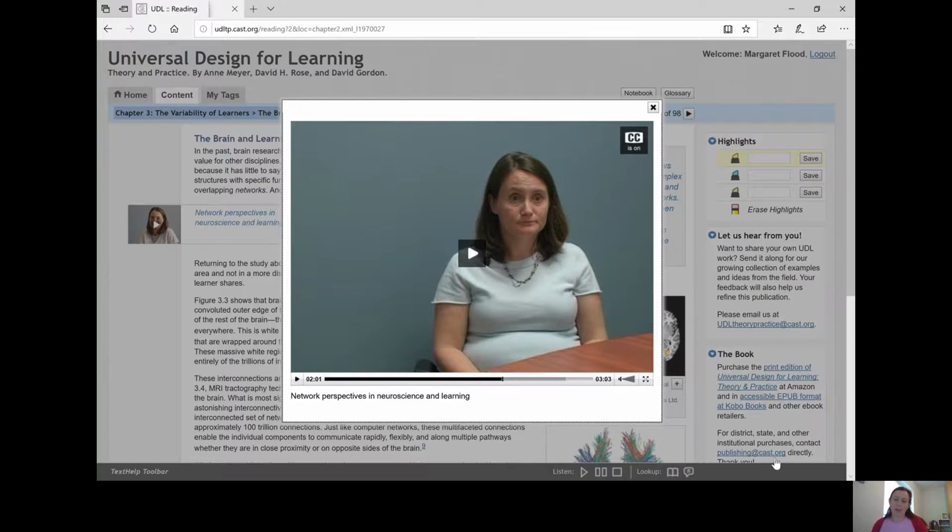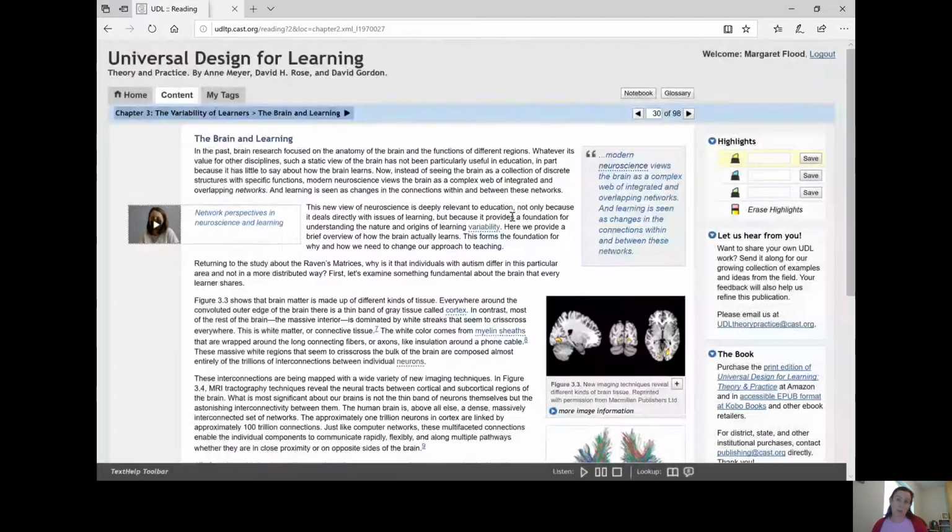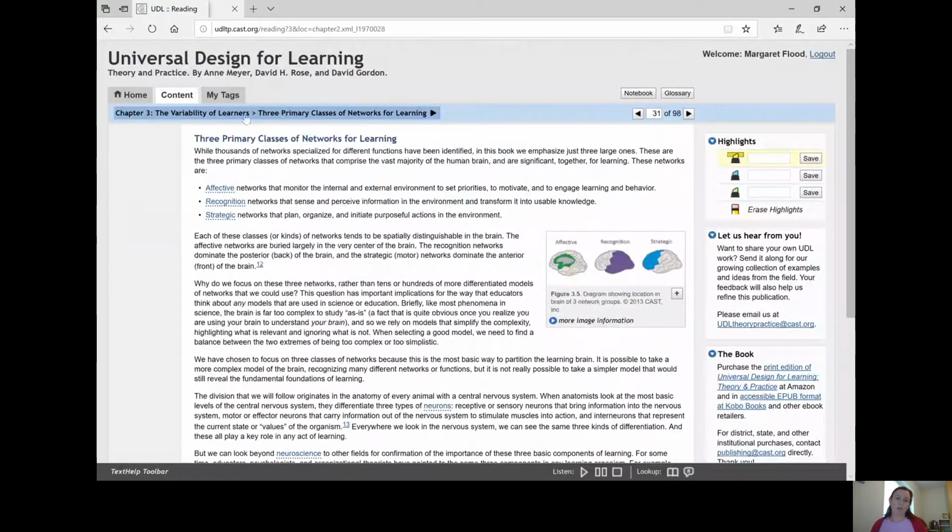So that's just a short introduction into the neuroscience and the three networks that we will be looking at. And as we're going into the networks, we are talking about the affective network, which is the why of learning, the feelings, values, or emotions that can influence attitudes towards learning.